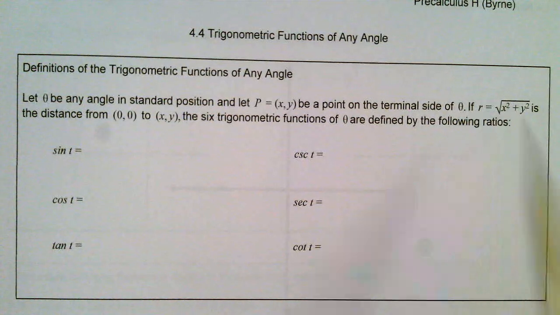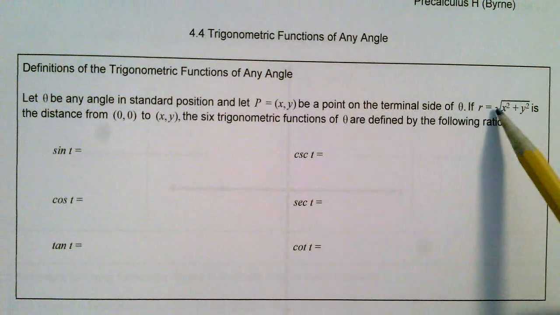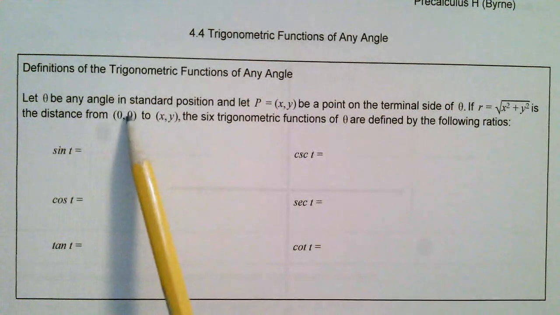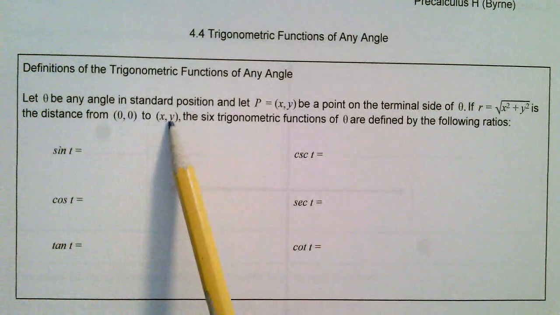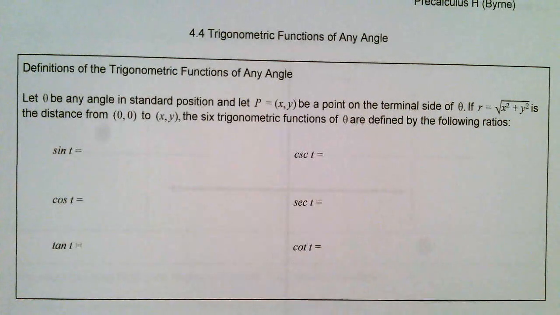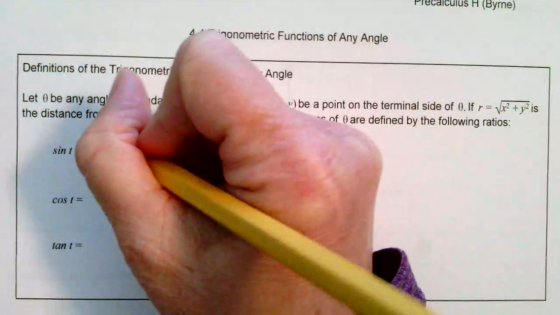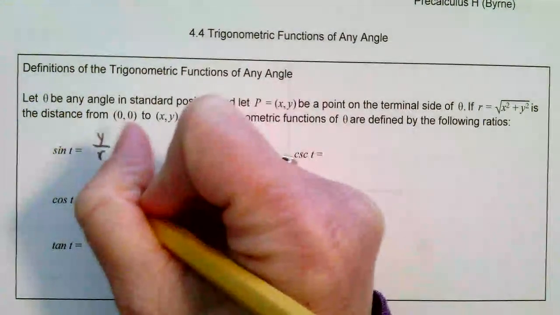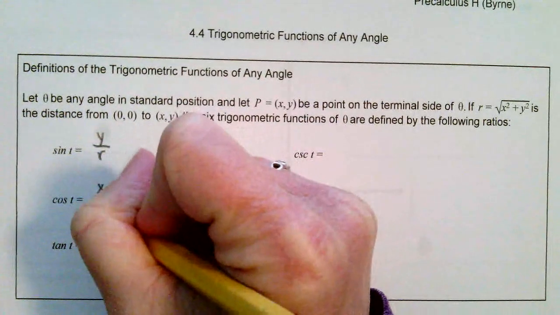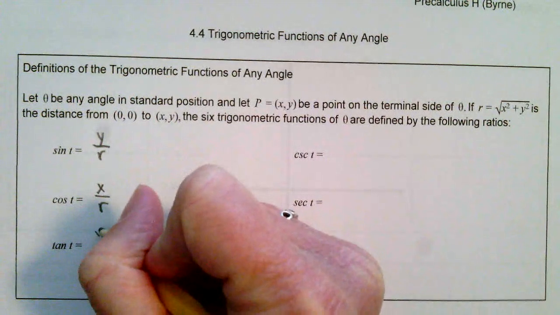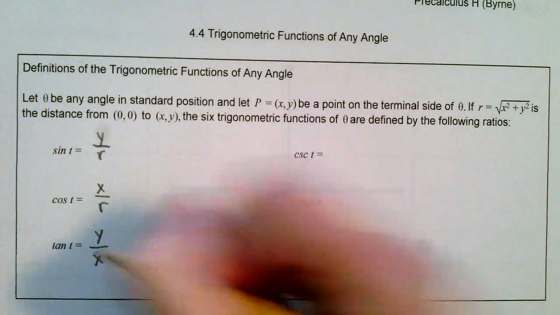r is the hypotenuse. It's the radius if that point was on a circle, and it's the distance from the origin to the point (x, y). So the six trig functions can be defined with the following ratios. Sine is going to be y over r. Cosine is going to be x over r. And our tangent is our sine over our cosine, which simplifies to y over x.